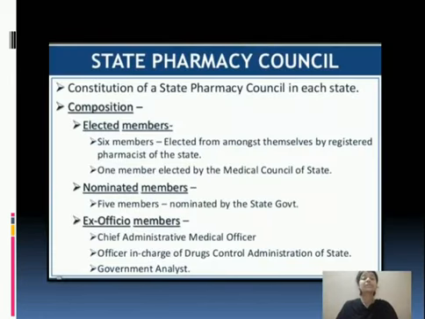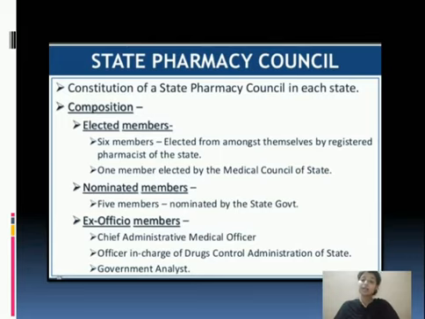Now talking about State Pharmacy Council. So State Pharmacy Council and Joint Pharmacy Council, they are constituted by the state government. Like Pharmacy Council of India is constituted by the central government, the State Pharmacy Council and Joint Pharmacy Council is constituted by the state government.